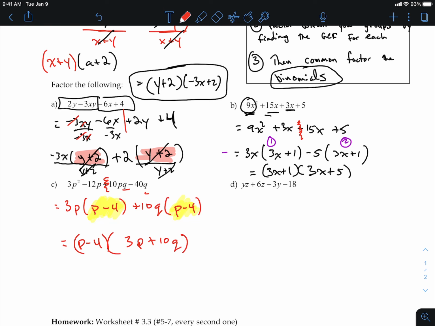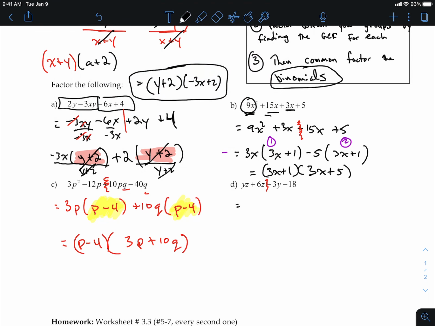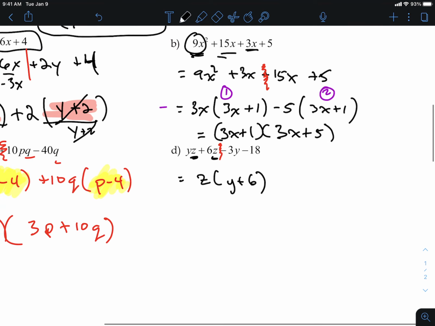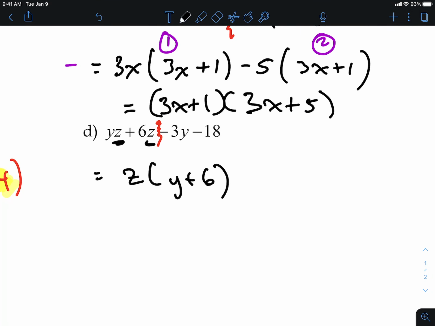Okay, now with this one, just be careful. There is a negative there, so that's important. What's common? A z. And then what's left after you do it? Y plus 6. What number is that again? Which one? For the bracket. Oh, Z. Yeah, it's the Z that's in front. I'll zoom in a little bit. Is that better? Everybody see that a little better?